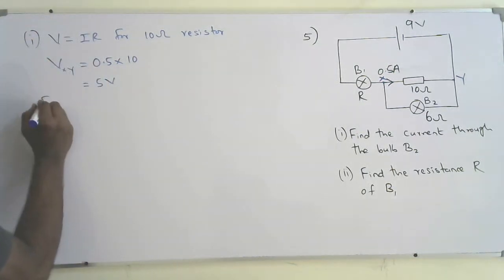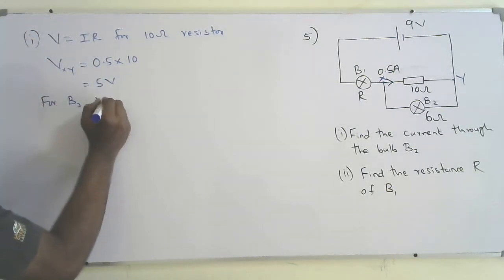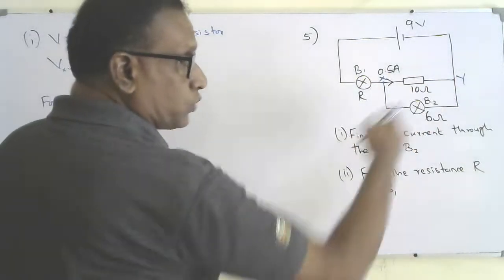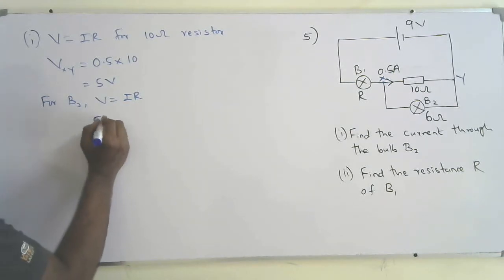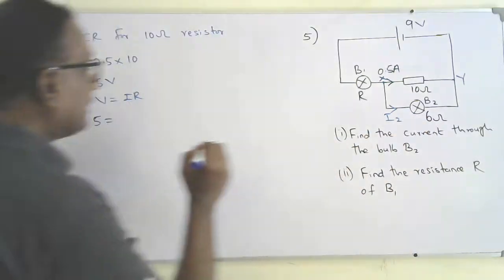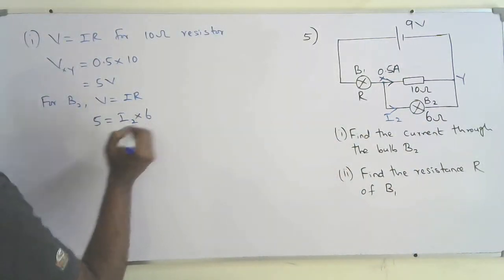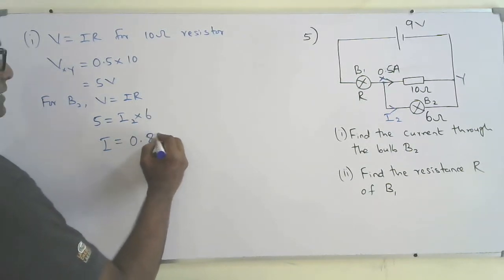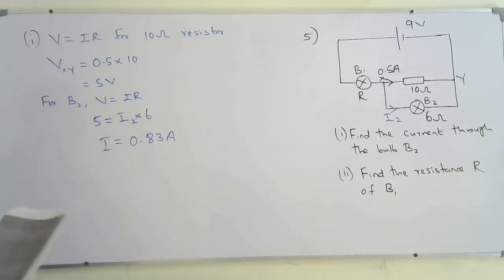Now for B2, I'm going to use V equal IR. The voltage will be the same as VXY, the junction voltage. So 5 is equal to the current through the bulb B2, I2, into 6. So I2 will be 5 divided by 6, that will be 0.83 amperes. That's the first part answer.